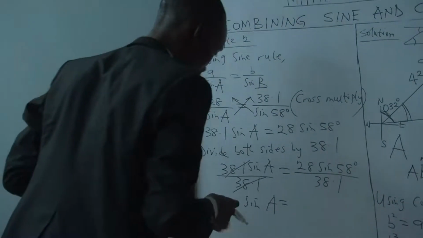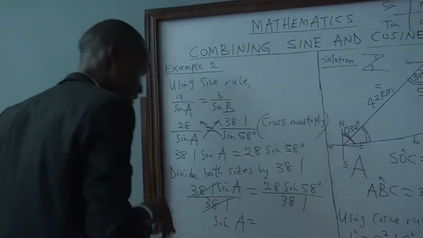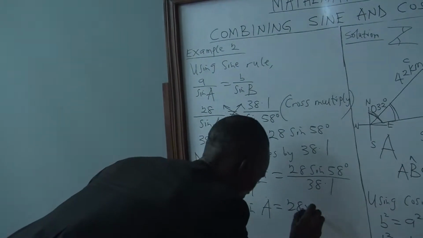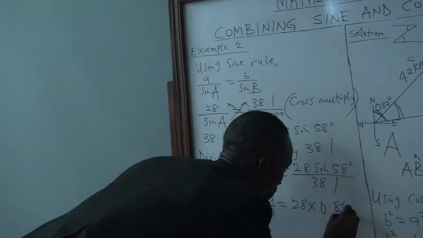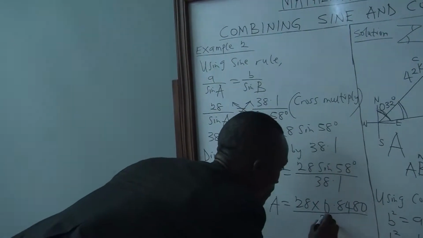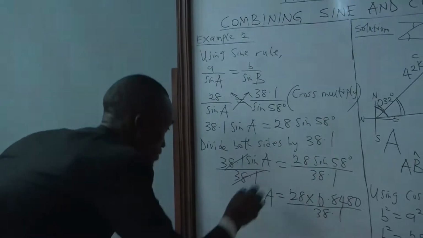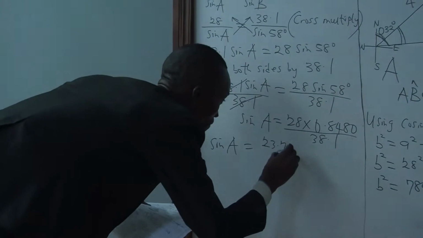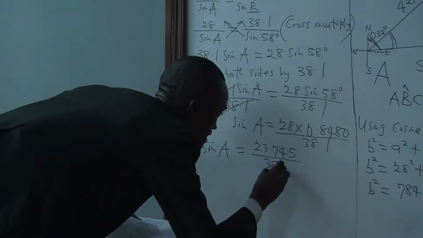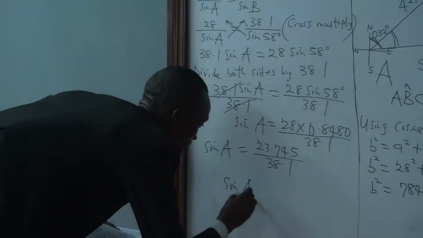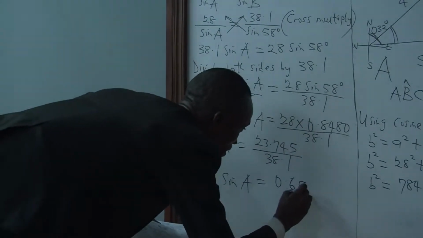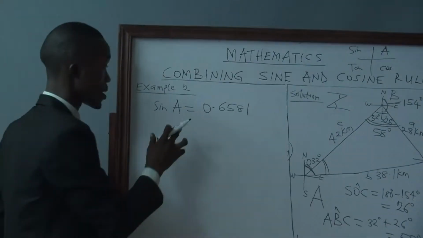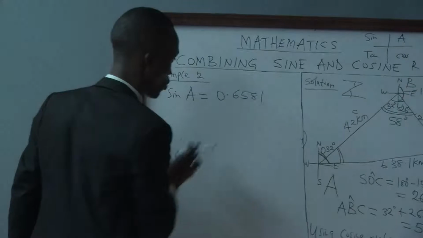If you open our four-figure table and we check for sine of 58, from our four-figure table, we have sine A to be 28 multiplied by 0.8480 divided by 38.1. If you simplify that, we have sine A to be 23.745 divided by 38.1. So sine A from there is 0.6581. From here we have sine A to be 0.6581.